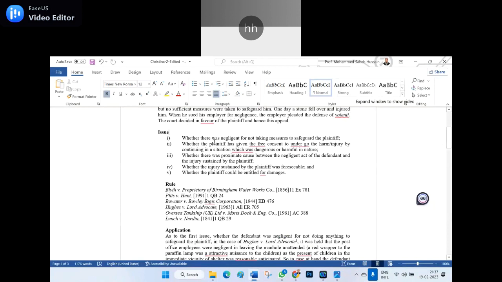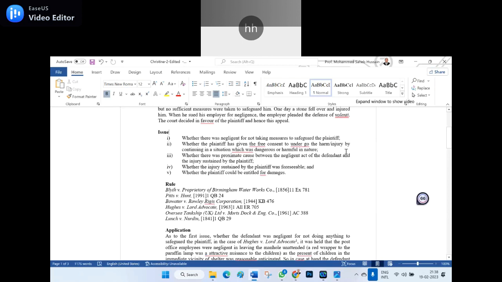So, whether there was a negligence for not taking the measures of safeguard to the plaintiff, then semicolon. Number 2, whether the plaintiff has given free consent to undergo the harm or/injury by continuing the situation which was dangerous or harmful in nature, semicolon. And the 3rd ends with a semicolon. And the 4th ends with a semicolon, because it's the last but one. Hence we should write 'and'. And the 4th, whether the plaintiff could be entitled to the damages.